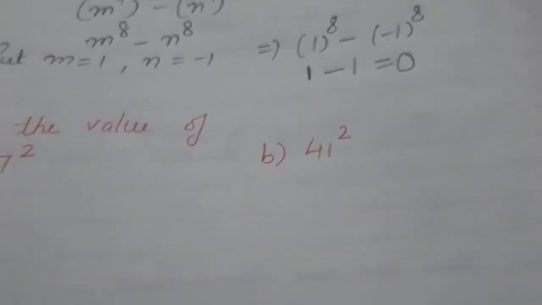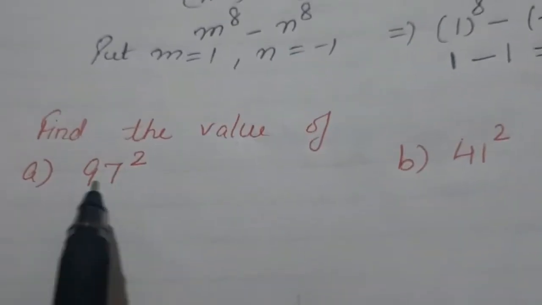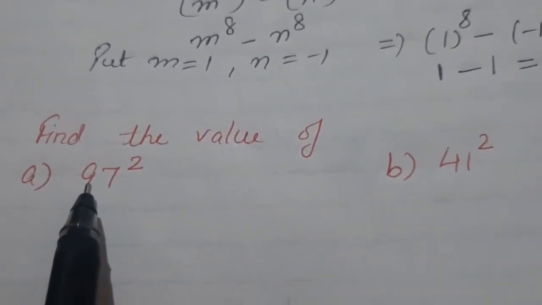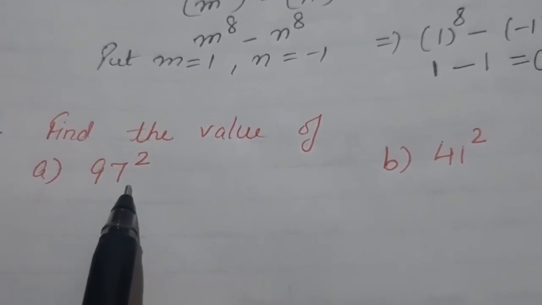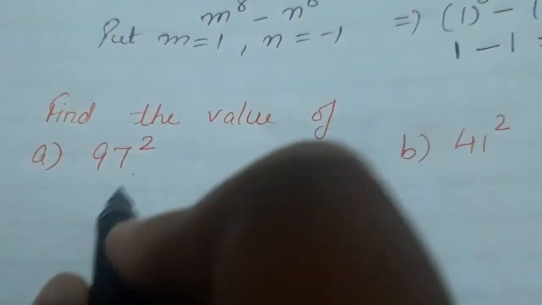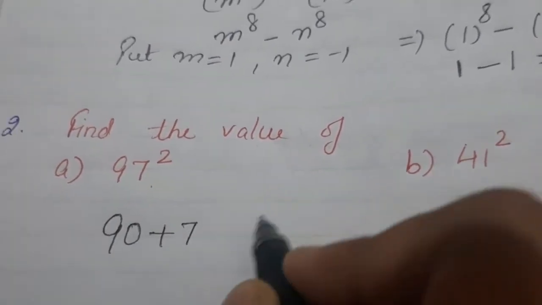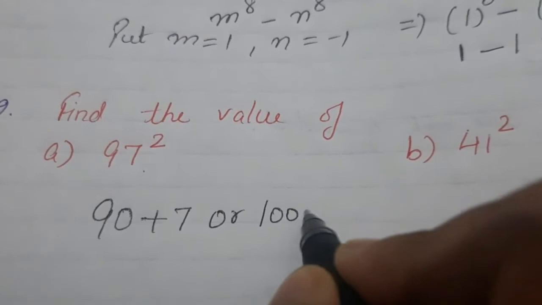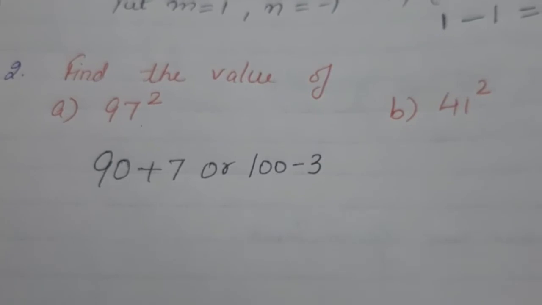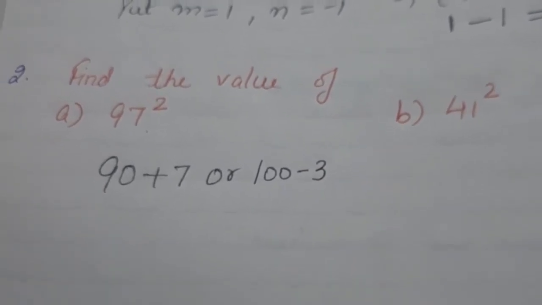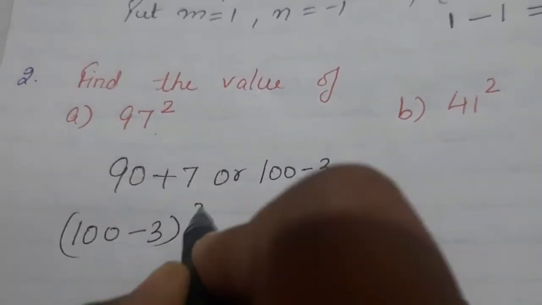Let us do one more question, that is find the value of 97 square. So first of all we can find it out by multiplying 97 with 97, but we will use the identity to solve it out. So how we will use it? So we will write down 97 as 90 plus 7, or it can be written as 100 minus 3. So you find out whichever you are comfortable with, you can do that one. Okay. So I will use here 100 minus 3 whole square.